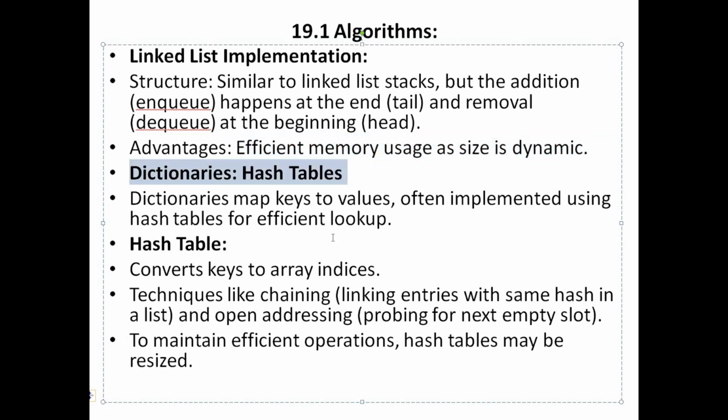For dictionaries, you can implement them using hash tables. These convert keys into array indices, so you can use them in order to retrieve values stored at that position. Techniques like chaining, linking entries with the same hash, and open addressing can be used to maintain efficient operations. Hash tables can be resized as well.